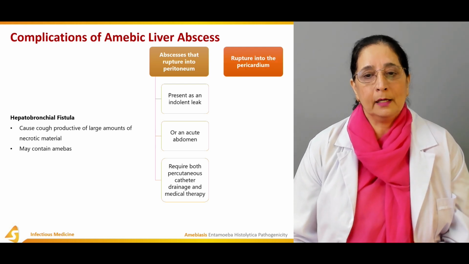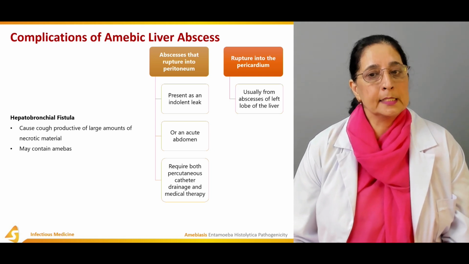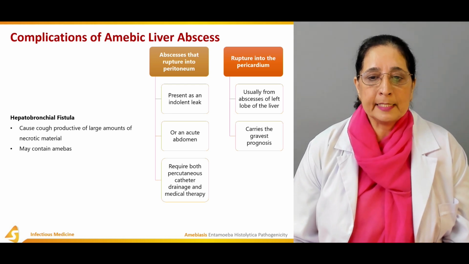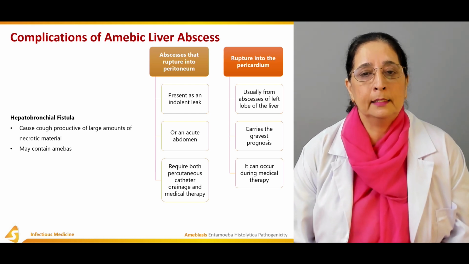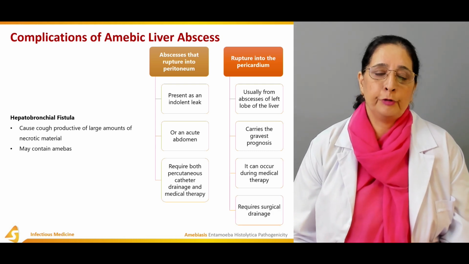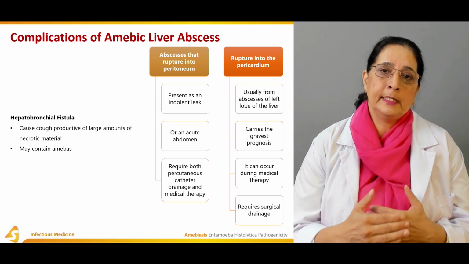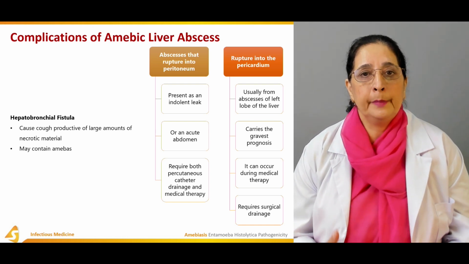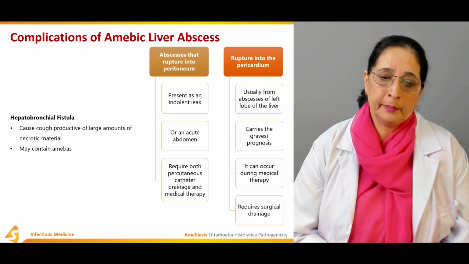Rupture into the pericardium, the layer covering the heart, usually from an abscess of the left lobe of the liver, carries the gravest prognosis. It can occur during medical therapy and requires surgical drainage. So all these are different complications, mainly involving spread to the lungs, the heart, or the peritoneum, and we need to drain and treat medically.